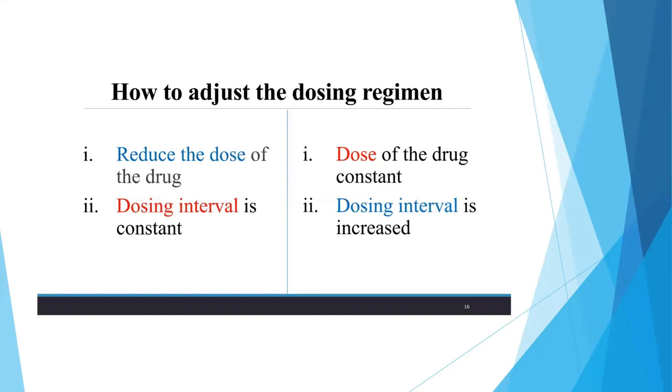So how to adjust the dosing regimen? You can first reduce the dose of the drug while keeping the dosing interval constant, or you can keep the dose constant and increase the dosing interval. So there can be two ways: first, we can change the dose, and another is you can change the dosing interval.